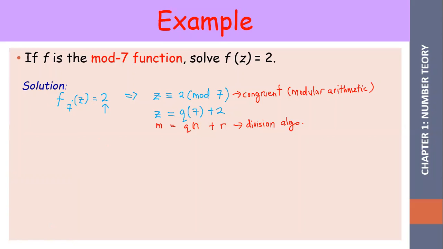Alright, so we are going to solve f(z) equal to 2. We are going to find the possible solutions of f(z) equal to 2. Okay, so from here, if q, we don't know what is q, but z equals q times 7 plus 2. Okay, q is 0.